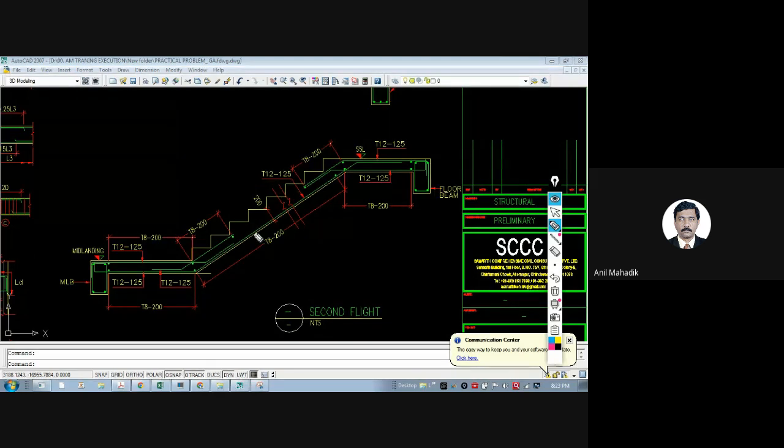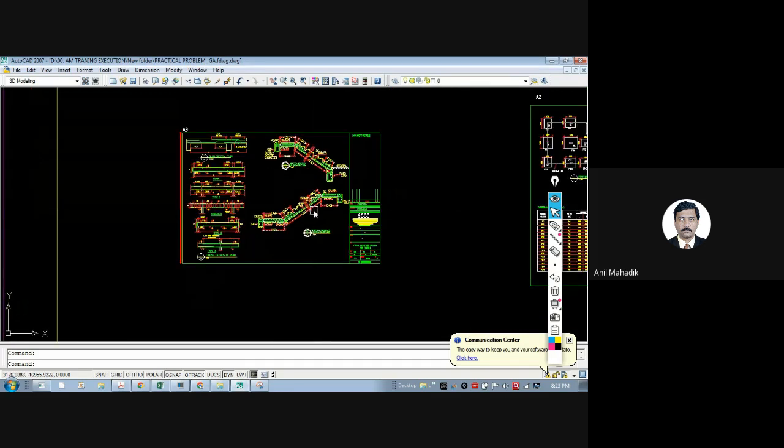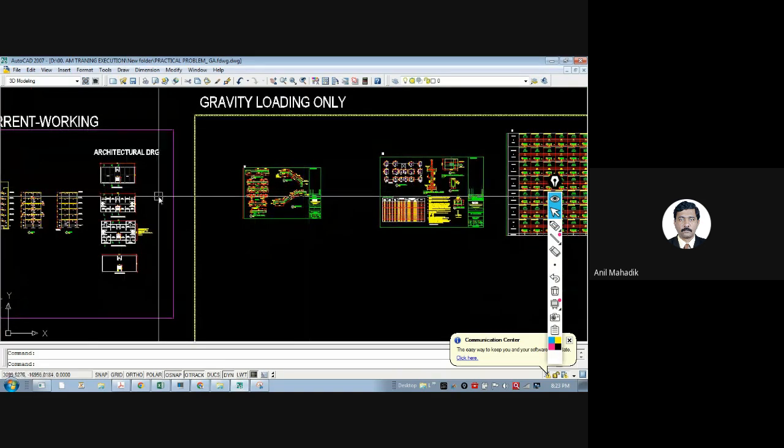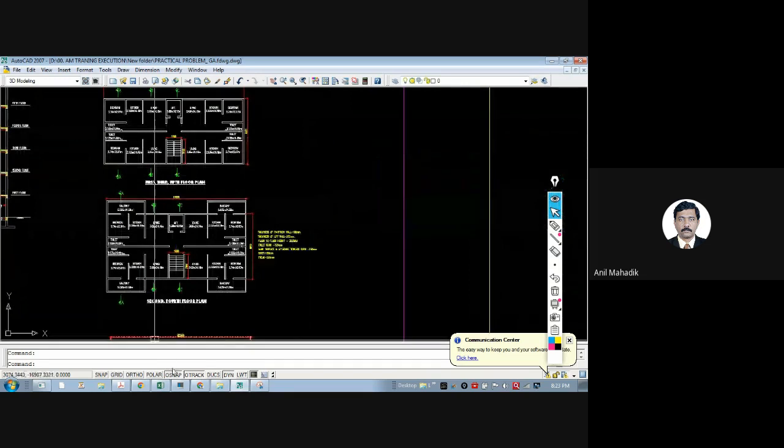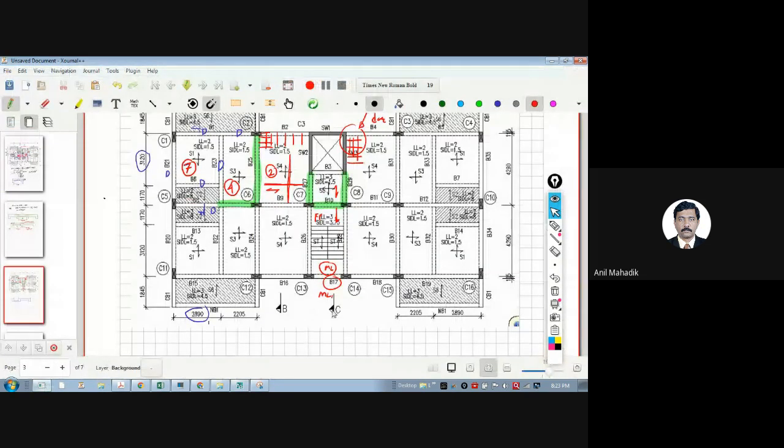Your main steel is this. This one is your main steel. Now you please try to understand your longer span is the main span in staircase. I hope you know this. Even though it is a one-way slab, it is not along the shorter span. Yes or no? Is it like this?